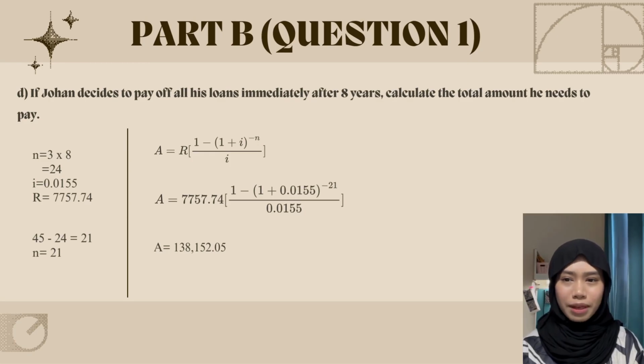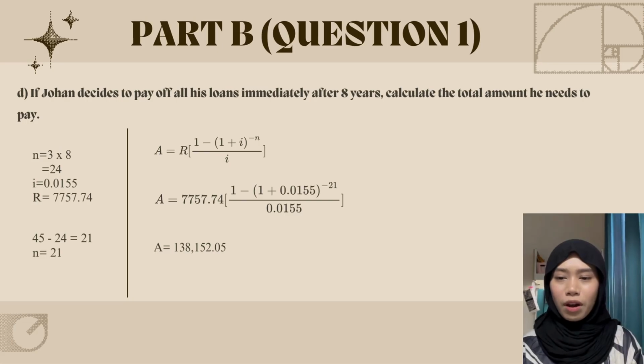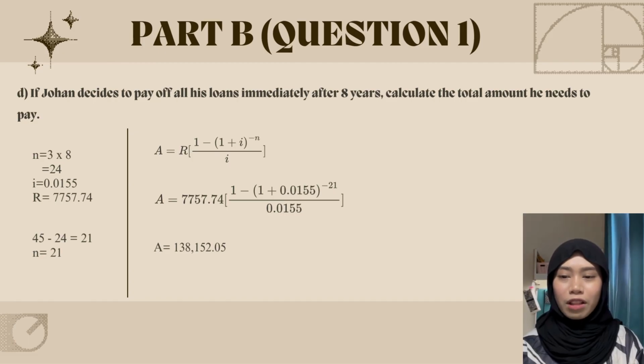For question D, if John decides to pay off all his loan immediately after 8 years, calculate the total amount he needs to pay. So we're going to use the present value formula. Firstly, we need to list the information given. R is 7,757 ringgit 74 cents. For N is 3 times 8, and then we need to deduct 45 with 24. Then we will get N equal 21. Lastly, I is 0.0155. We need to substitute the information given into the formula. A equals 7,757.74[1 minus (1 plus 0.0155)^-21] divided by 0.0155. And the last answer for A is 138,152 ringgit 5 cents.